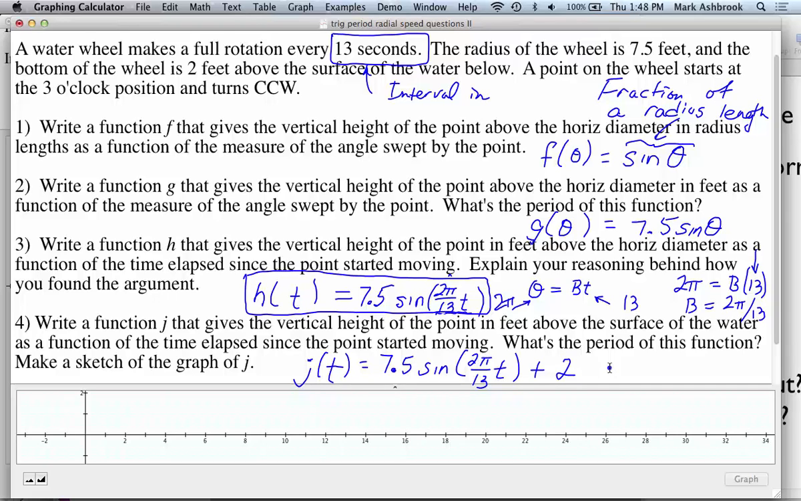Okay, so let's analyze that. Let's take a look at what's happening with that. So let's just look back at our h function here. So this in red. What are the minimum and maximum values of the h function? So when we're measuring that height above the horizontal diameter, what's the minimum value we're going to get in feet from the horizontal diameter? What would we get? I heard negative 7.5. For the minimum for the h function.